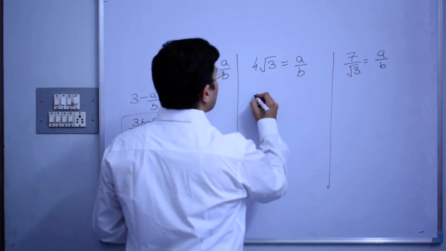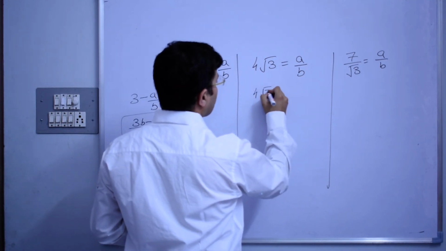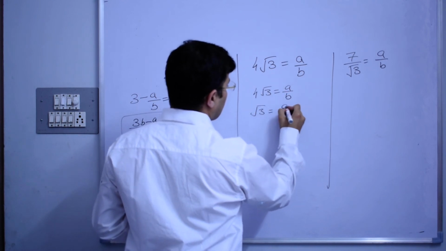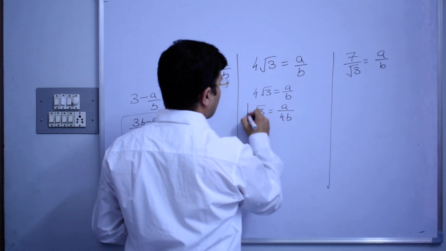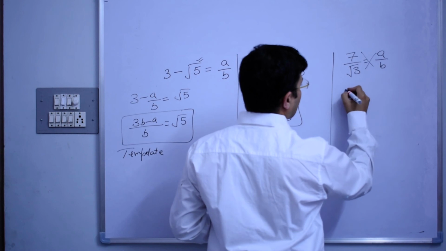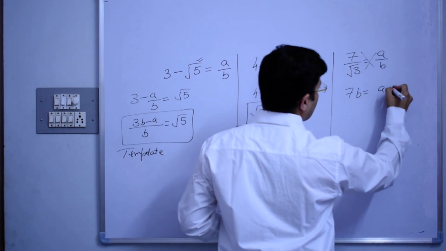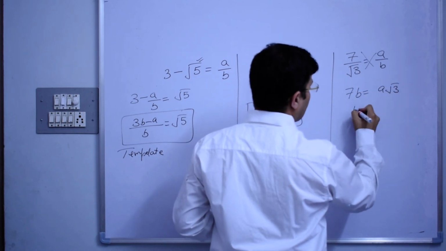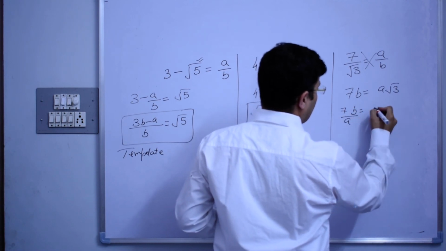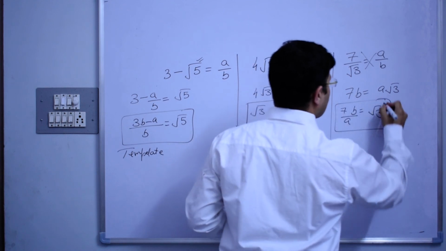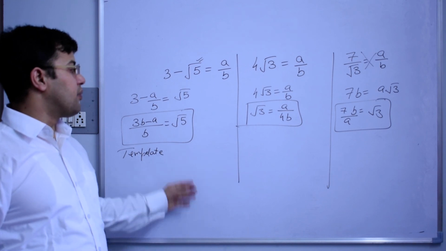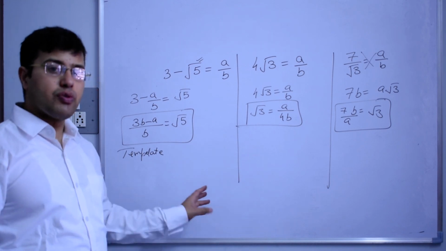Right? In this case, we will write 4 root 3 is a by b, root 3 is a by 4b. With this again the template. And over here we will first of all cross multiply. 7b is a root 3 b, 7b by a is root 3, and that's it. So this is the method where you will be proving these numbers as irrational without squaring them.